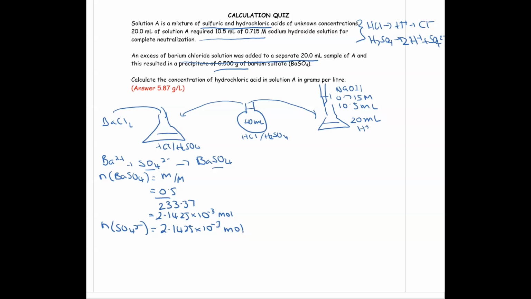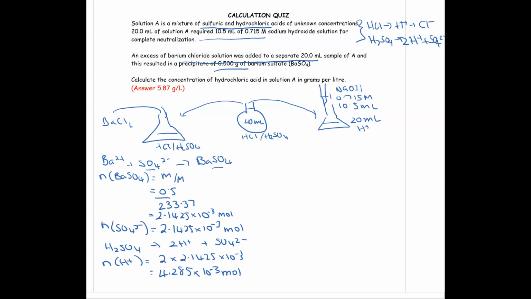Now, those sulfates came from sulfuric acid. So we know that sulfuric acid, when it was put with a strong base, fully released them. So if you've got this many moles of sulfates, the number of moles of hydrogen ions will be twice as many, which is equal to 4.285 by 10 to the negative 3 moles.